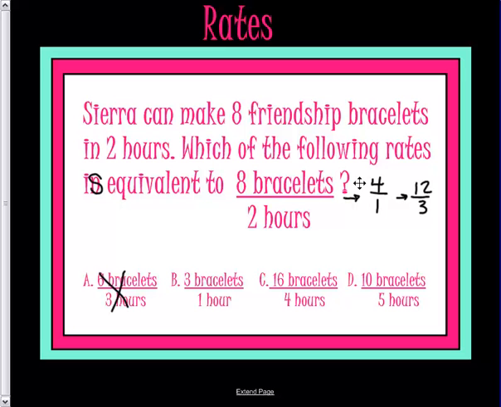3 bracelets in 1 hour? We said 4, so no. 16 bracelets in 4 hours. Well, if I add on another bracelet here and another hour here, yep, that one works. Let's just check to make sure that they didn't give us 2. 10 bracelets in 5 hours? No.